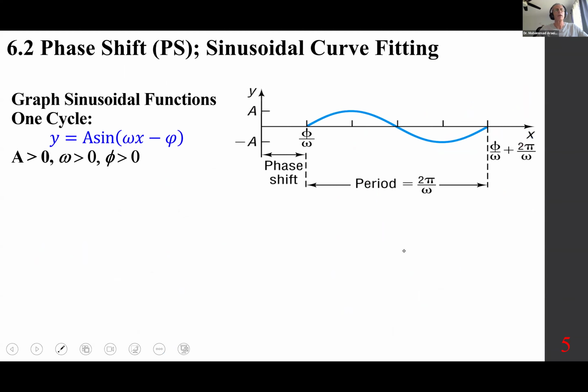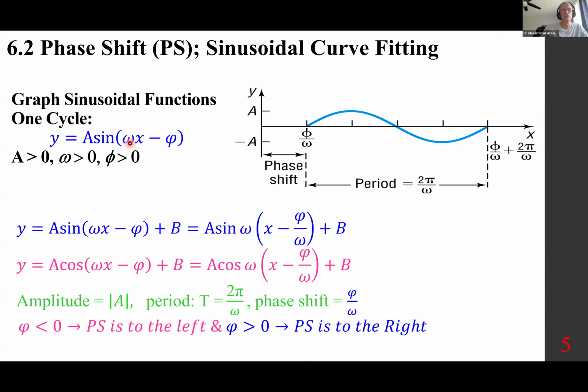And now, phase shift, PS for short, sinusoidal curve sketching. Graph sinusoidal functions a complete cycle where y is a sine omega x minus phi, and we are assuming a, omega, and phi are positive. Okay, so a complete cycle, because there is a phase shift, you divide by omega.